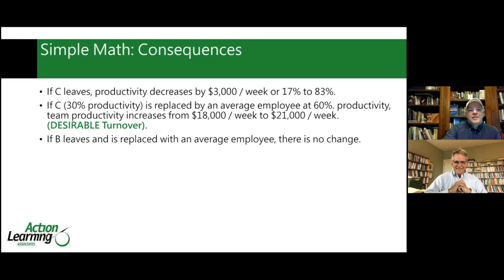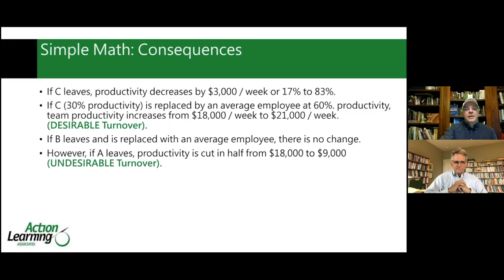Now, if you look at person B and he or she leaves and is replaced with that same average person generating 60% productivity, there's no change. And that's fine, just turnover. However, if person A leaves, productivity is cut in half. So you go from $18,000 per week to $9,000 per week. That is undesirable turnover, hands down.